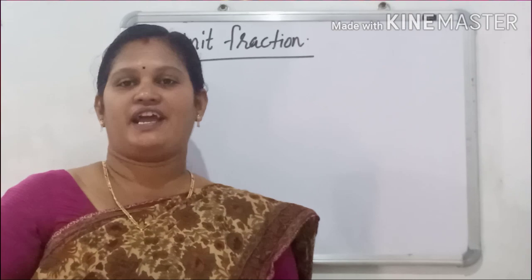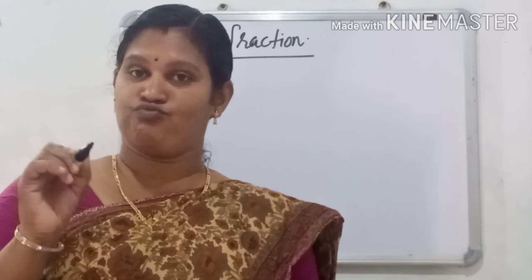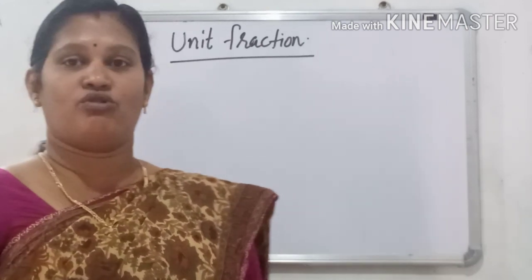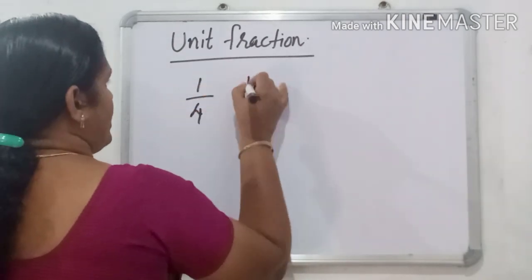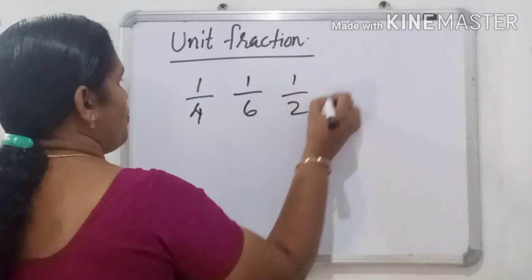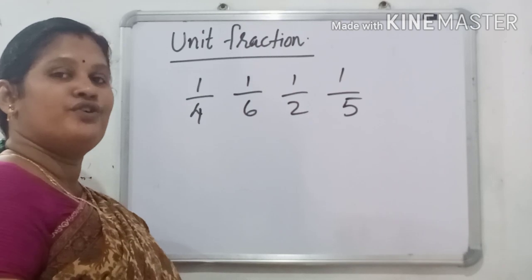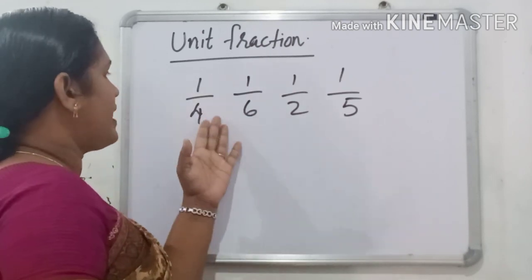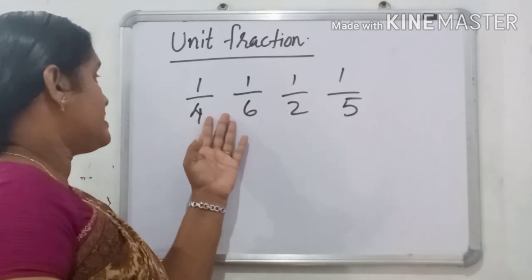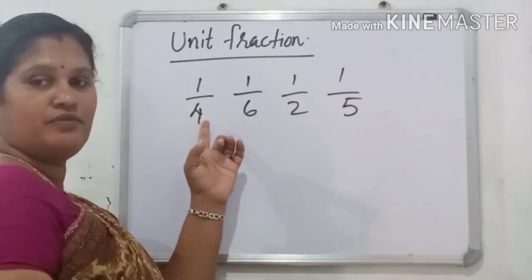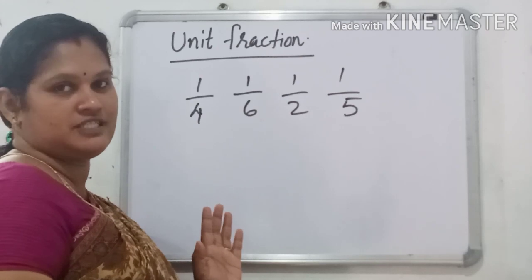Clear? Next type of fraction is unit fraction. Fractions with the numerator 1 are called unit fractions. For example, 1 by 4, 1 by 6, 1 by 2, 1 by 5, etc. are examples of unit fractions. All unit fractions are proper fractions also. Why? Its numerator is less than the denominator. So, all unit fractions are proper fractions also.